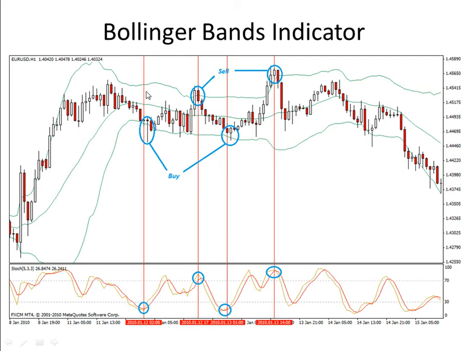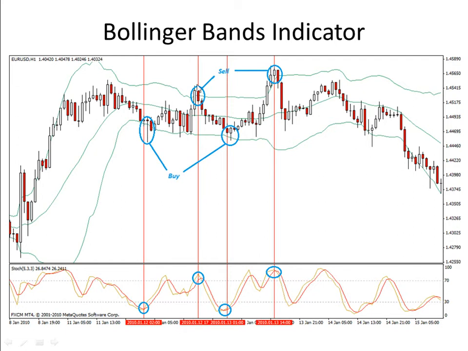If you see, the Bollinger Bands are almost parallel to each other and horizontal, and at this point if you see this one, the stochastic oscillator is in the oversold region, and the price broke the lower Bollinger Band at this point, and you can enter a buy trade at this point.